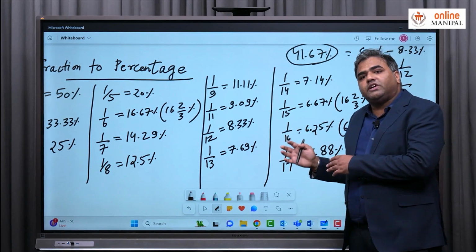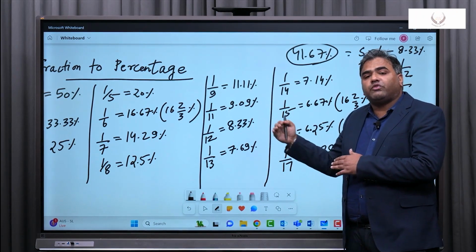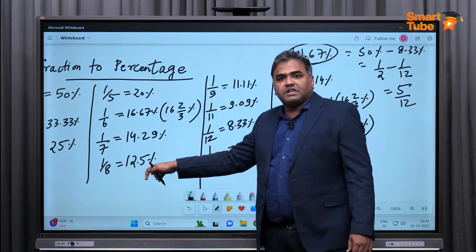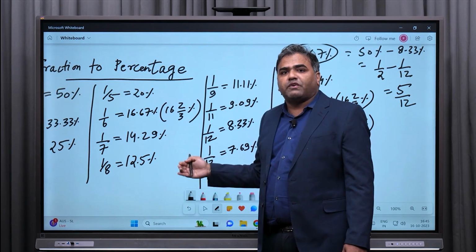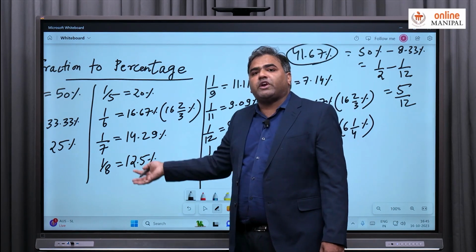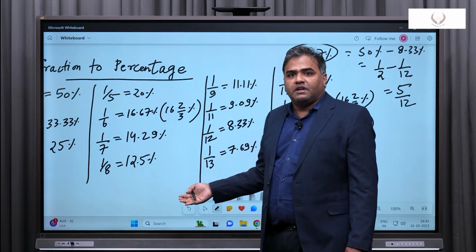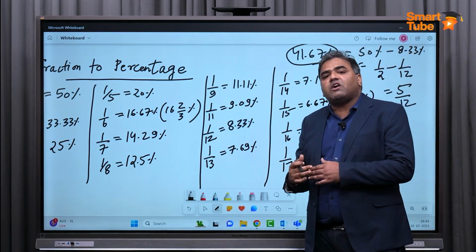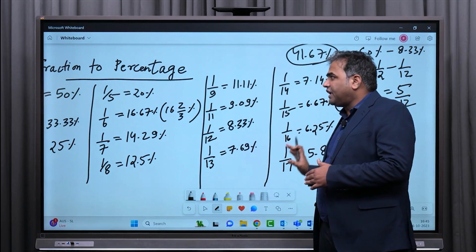So you will enter into a different world altogether if you can excel in this field. 1 by 8 is 12.5%. Then 3 by 8 would be 37.5%. 5 by 8 would be 62.5%. 7 by 8 would be 87.5%. So these all become very relevant for you, and in exams when you're solving questions, you can easily do those questions if you remember these values.